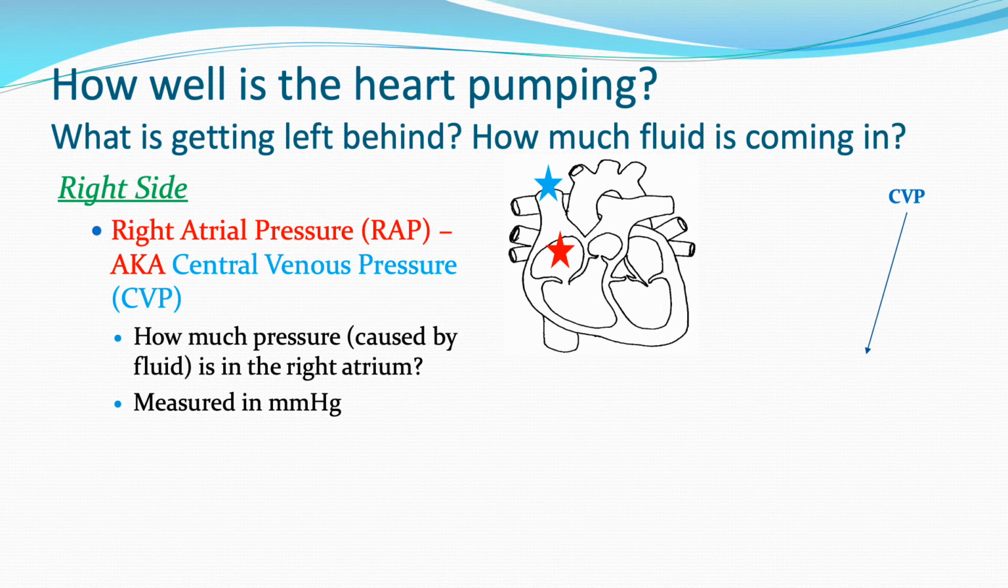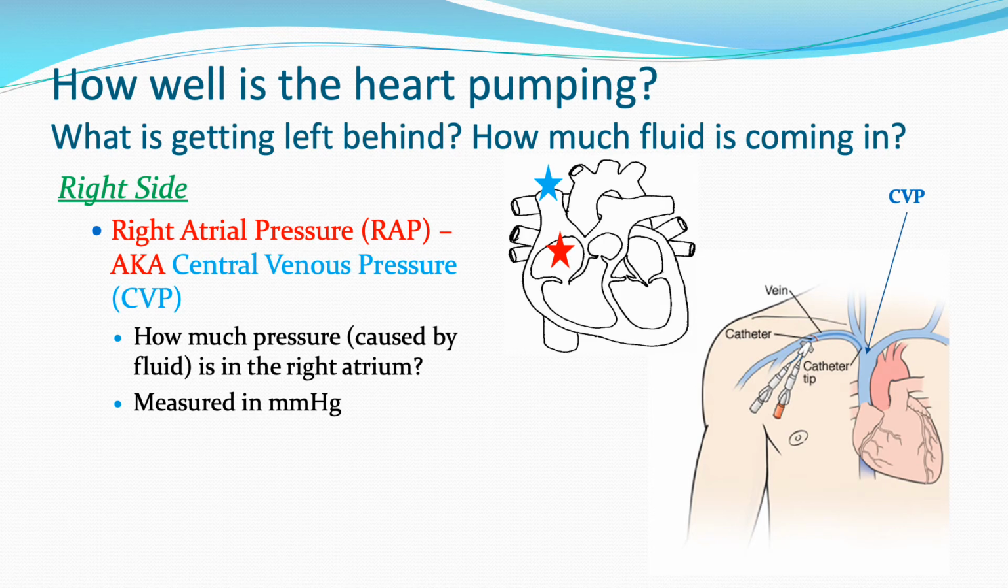However, remember that in order to get these pressure readings from our patients, we have to stick something in there. We have to put a catheter in the right atrium. And while there are devices that do this that we'll talk about later, we'd like to avoid sticking a tube into somebody's heart if at all possible. So instead, we use a central line, which is pretty darn close to the right atrium.